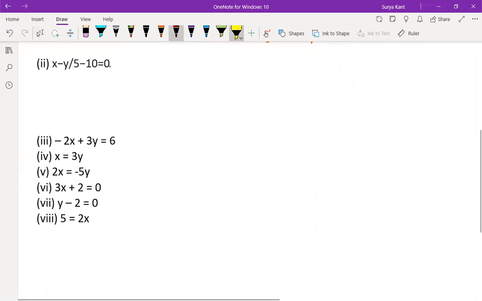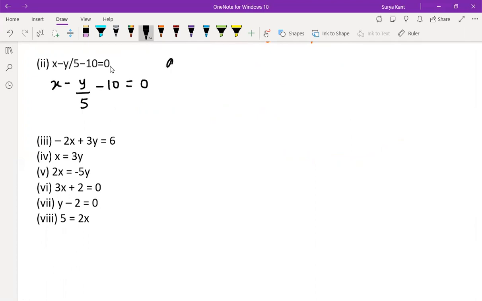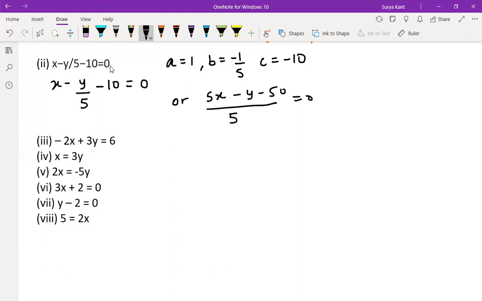This question looks like x minus y by 5 minus 10 is equal to 0. You can write it in two ways, children. Either you can write a is equal to 1, b is equal to minus 1 by 5, and c is equal to minus 10. Or you can write it the other way also. You take the LCM. LCM is 5. You can write here 5x, then minus y and minus 50 is equal to 0. Can we write like this?